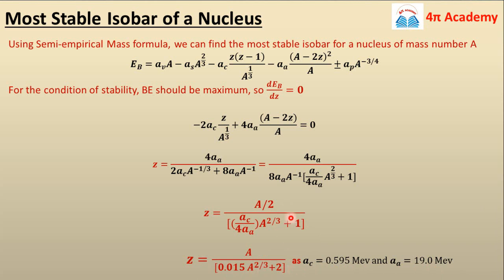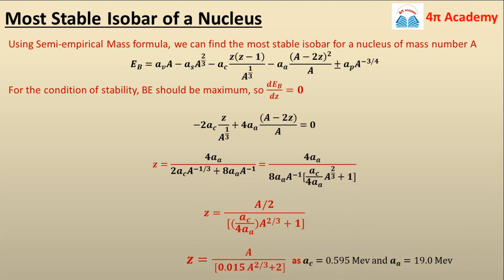Either you can use this formula, and I will suggest you to use the general formula always, because sometimes in some questions you can get different values of these constants from the given values. If you use this formula, there will be some deviation from the answer, so it's better to use the general formula always.